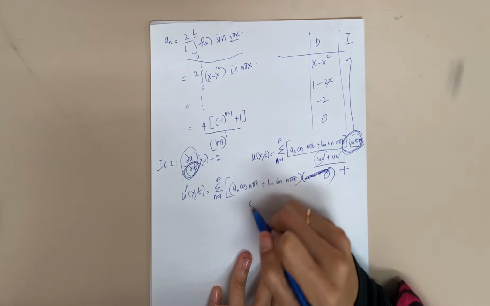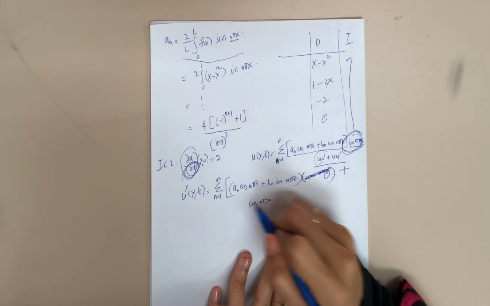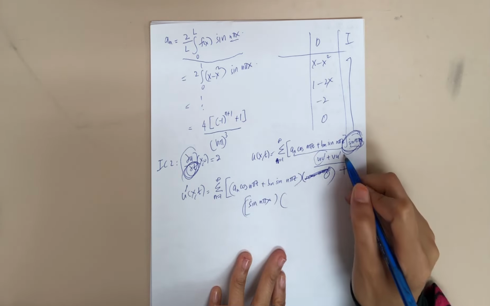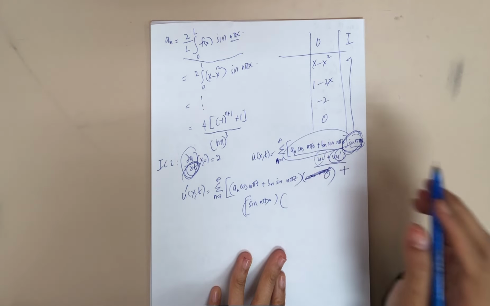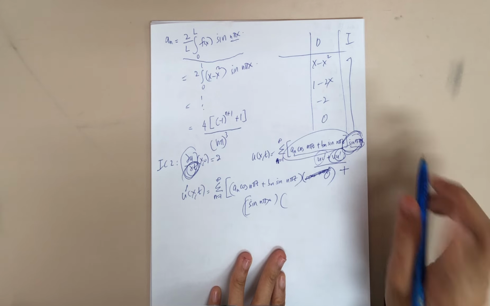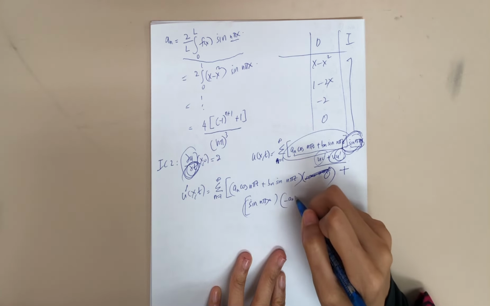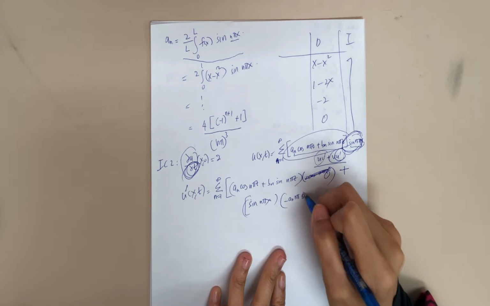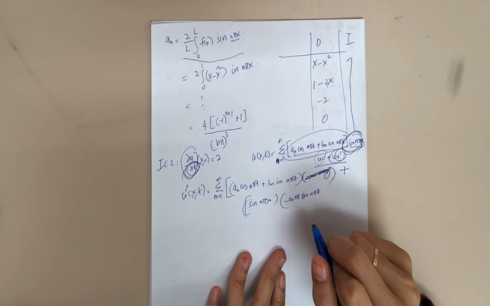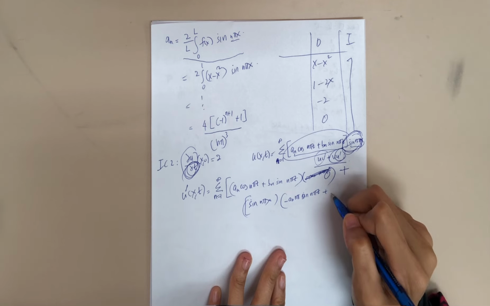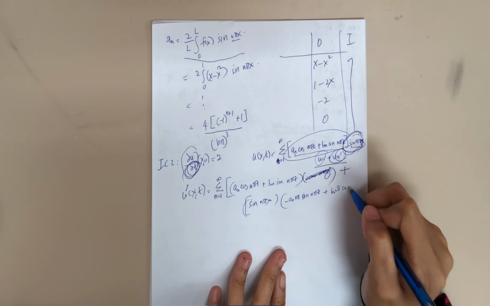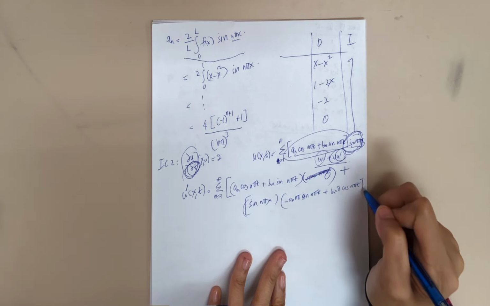So what is your v? Your v is sin n pi x. Okay, times u prime. So u prime here is this one. You need to differentiate. So a n cos, differentiate cos and you get negative sin. Negative a n n pi sin n pi t, then plus b n n pi cos n pi t.